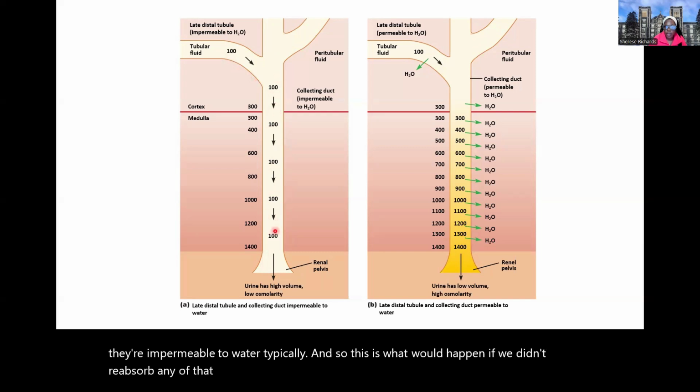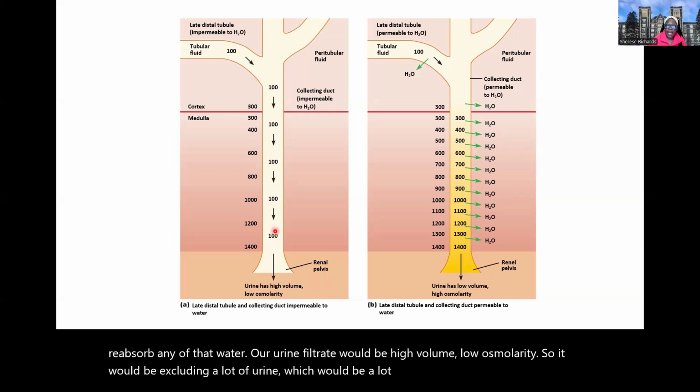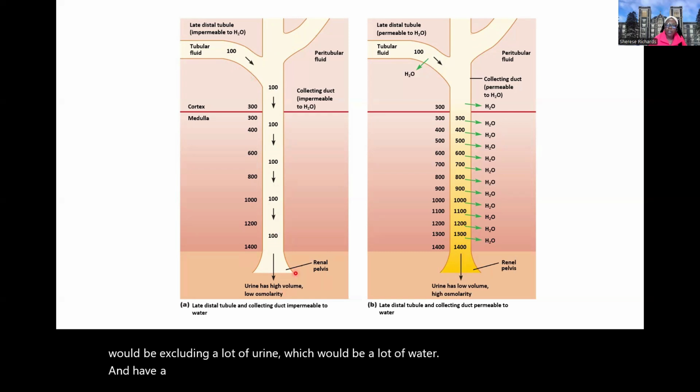Our urine filtrate would be high volume, low osmolarity. So we'd be excreting a lot of urine, which would be a lot of water, and have a low osmolarity with very high water, very little solute in terms of that proportion.